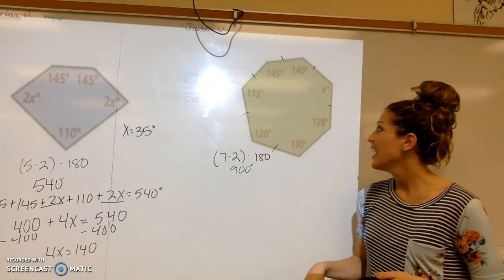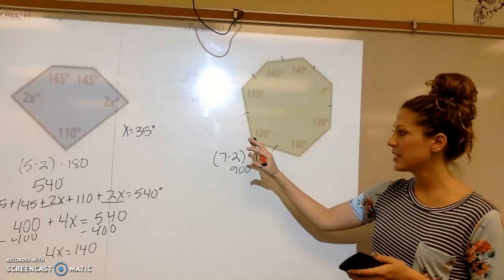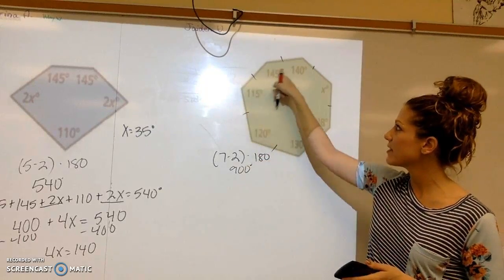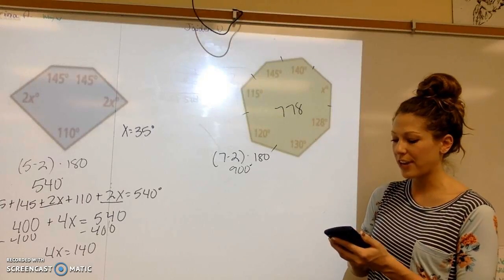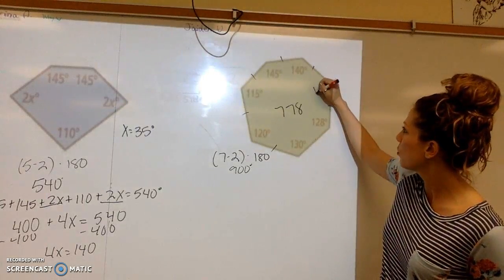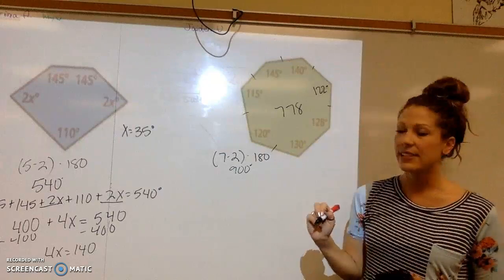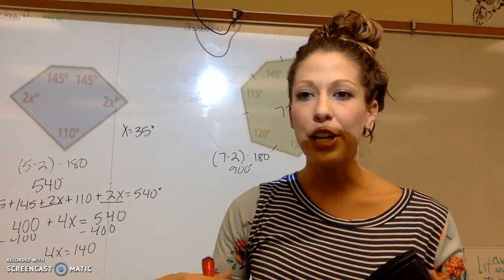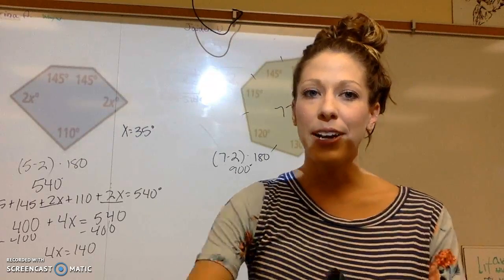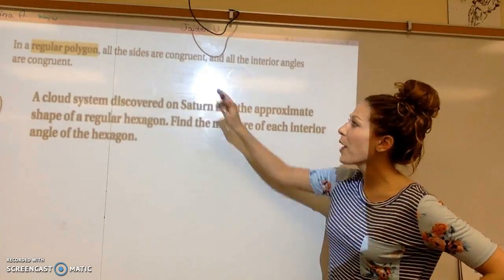Okay, here's the answer. So they should all add up to 900 degrees. The ones that it gives you add up to 778. So if you subtract that from 900, you should have gotten 122 as your angle degree. If you didn't, go back through, check your math again, make sure you know how to do it, and then move on.